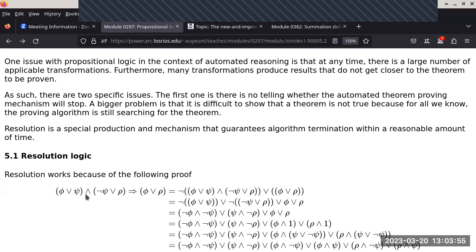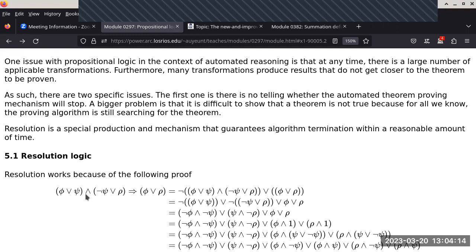Is that okay? On the other side, it's the same thing. Rho can be false, which means we have not psi, which is not some variable from alpha, or false. So what happens when you apply that resolution?